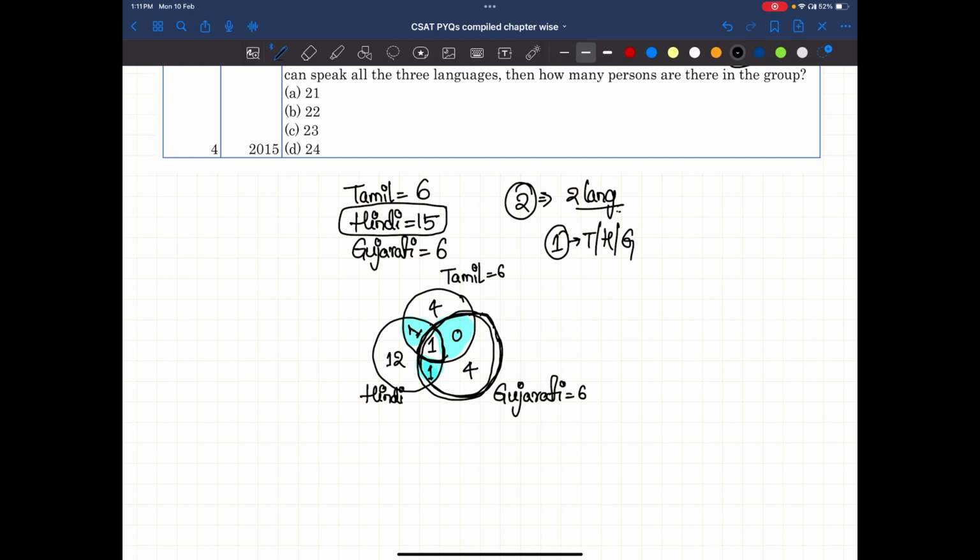Now he is asking how many persons are there in the group. That means we should add all these things. See total. See 12 plus 1 plus 1 plus 1. This we completed, and 4 plus 0 plus 4. This 12, 13, 13 plus 1, 14, 15, and 15 plus 4, 19, 19 plus 4, 23. So this is the answer.